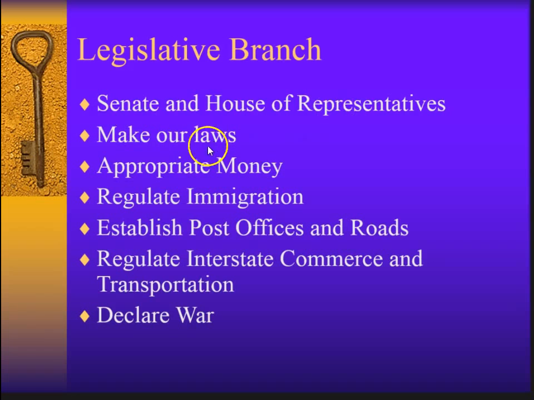The legislative branch makes laws. They appropriate money, meaning if they pass a law saying they're going to fix the bridges, I don't know if you've read recently that 70% of the nation's bridges are deemed to be unsafe, it would be up to the legislative branch to pass a bill that would appropriate money to fix those bridges. The legislative branch regulates immigration or establishes post offices or declares war. So there's a lot of things that the legislative branch is responsible for.